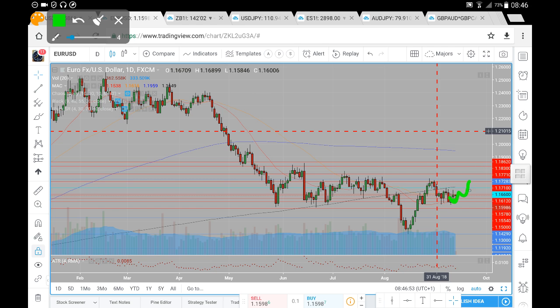So we'll see if we do head back up for another test of that 1660 here on the Euro Dollar, and if we do successfully navigate that 1660 from a daily chart perspective, the very next level of significance is around at 1728 here on the Euro Dollar.